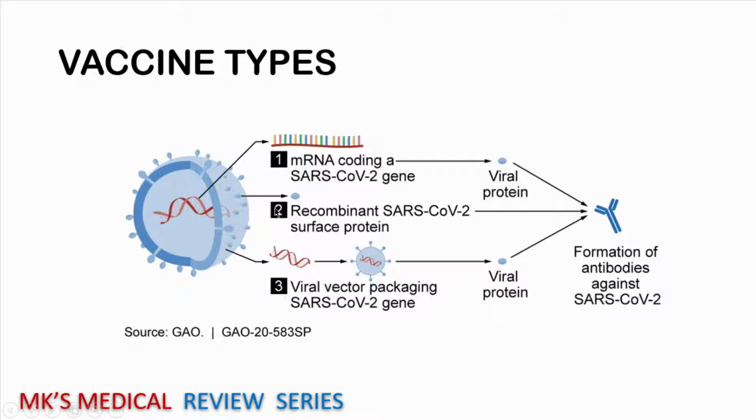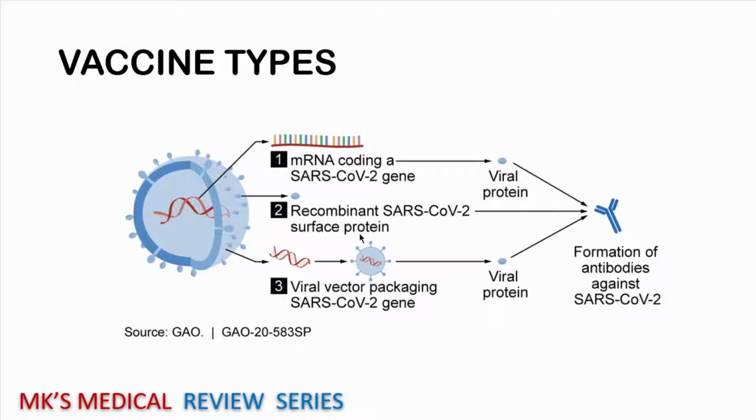Another possible way is using the surface proteins, the spike proteins, where we can use recombinant technologies, where we can take part of this surface protein and then inject it into the body. And then once injected into the body, it can formulate antibodies against the coronavirus.